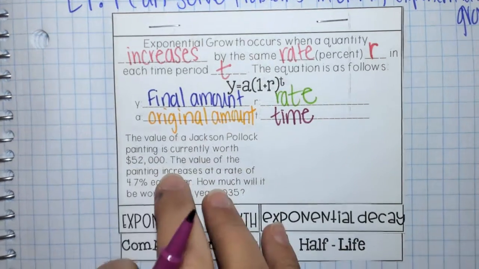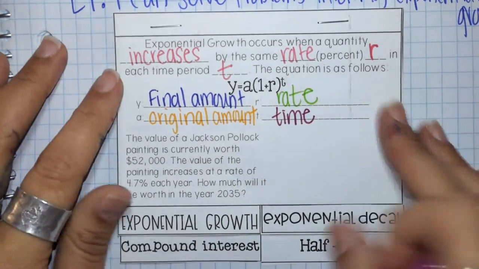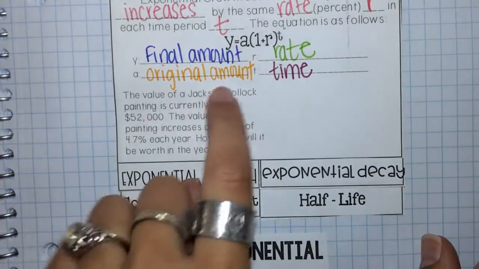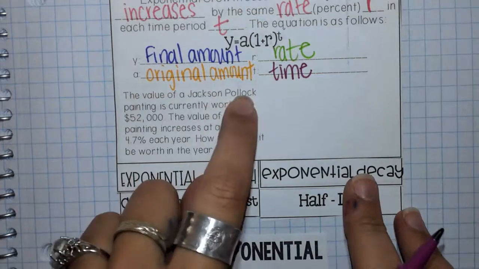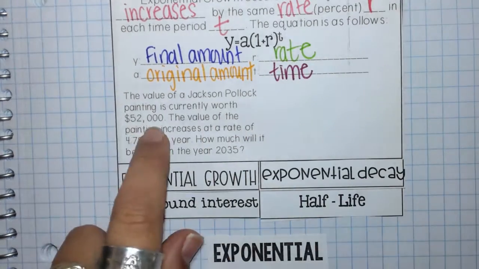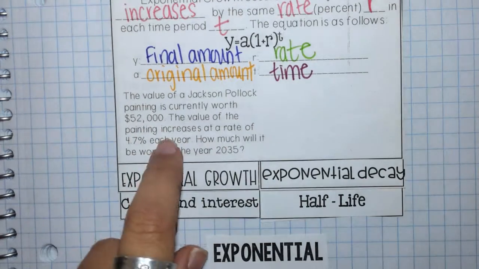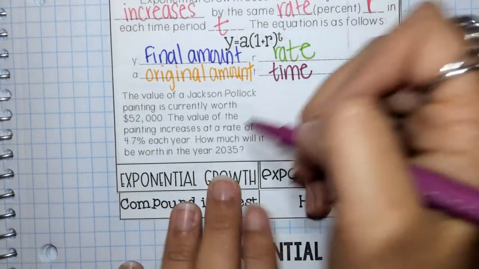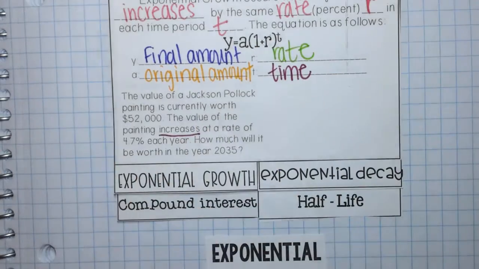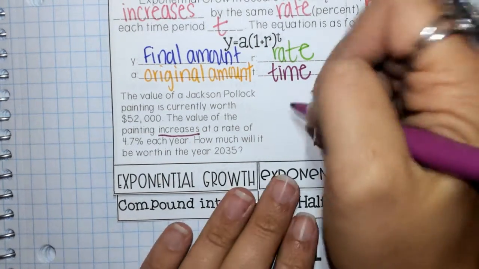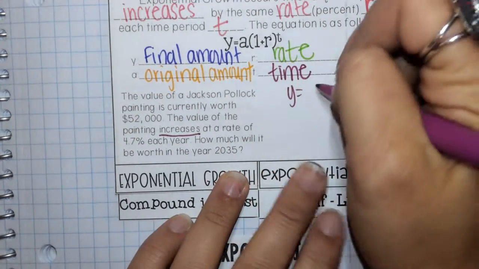Alright, so what we're going to do is we're going to read this. We're going to talk about why it's an exponential growth, and then we're going to plug it into our equation. So this says that the value of a Jackson Pollock painting, this is a painter, just in case you didn't know. It's an artist. It's currently worth $52,000. The value of the painting increases at a rate of 4.7% each year. So when it says increases, that means that it's a growth. Does everybody understand? Yes.